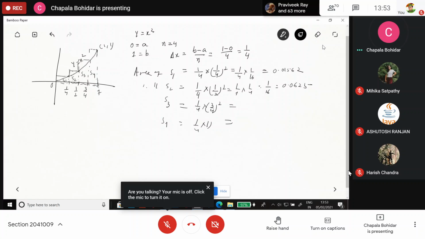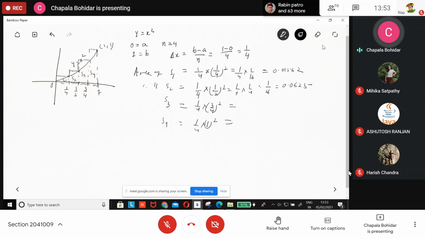1 square. Tell me the value here. 0.140625. Now here it is 1 by 4. It is your 0.25.